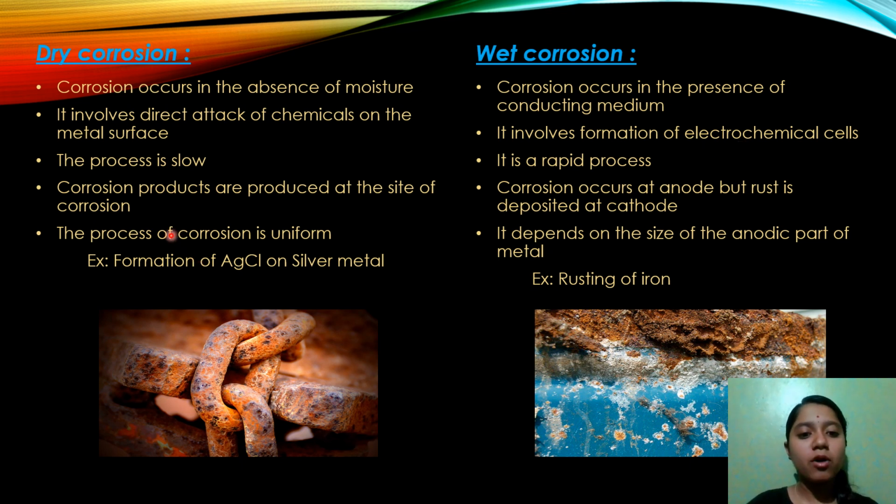Corrosion products are produced at the site of corrosion in dry corrosion, whereas in wet corrosion corrosion occurs at the anode but the rust is deposited at the cathode. The process of corrosion is uniform in dry corrosion, whereas in wet corrosion it depends on the size of the anodic part of the metal. Example for dry corrosion, formation of AgCl, that is silver chloride, on silver metal. Example for wet corrosion, it is rusting of iron. Moving to the next slide.